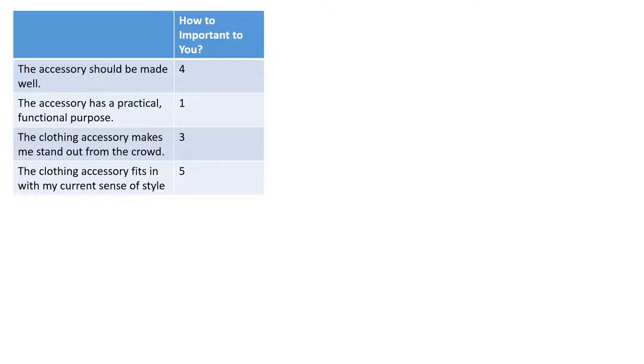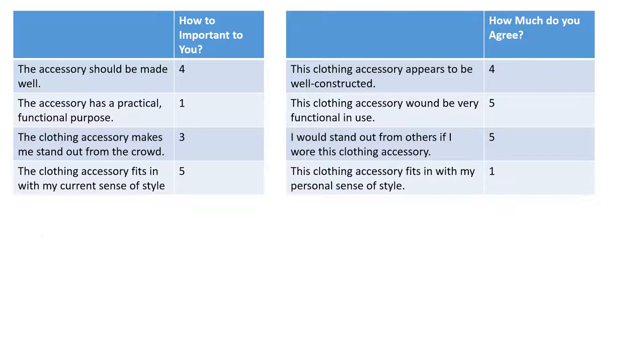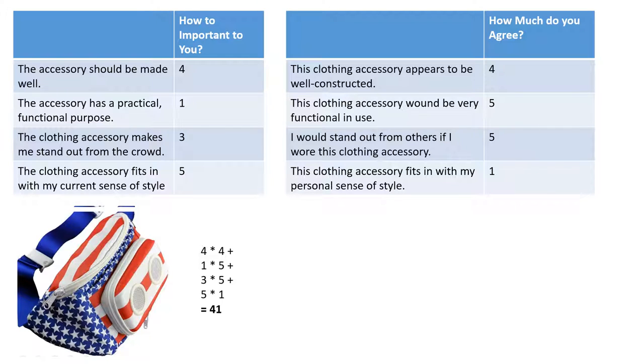Now that we've established how important this is to a particular individual, we then follow up with finding out how much they agree that they have a positive attitude towards those related traits of the actual Jammy Pack. So in this case, we see that this person on a 1-5 scale tends to agree the Jammy Pack appears to be well constructed, it appears to be extremely functional, and the person would stand out from others. However, this person does not think that the Jammy Pack would fit in with their personal sense of style. Now, we simply do a weighted summation of these two scores to find this person's overall approximated attitude towards the Jammy Pack. So 4 times 4, 1 times 5, 3 times 5, 5 times 1 equals a score of 51.